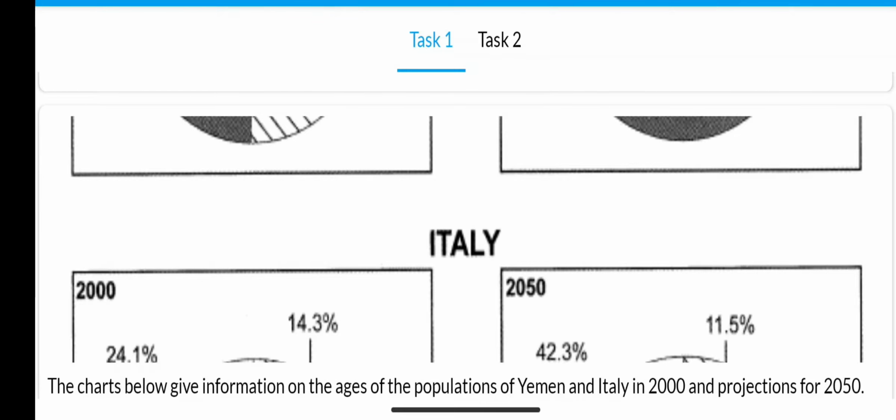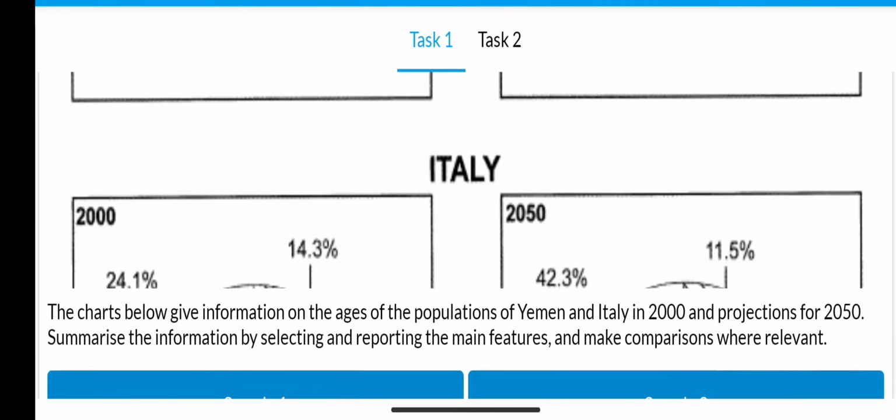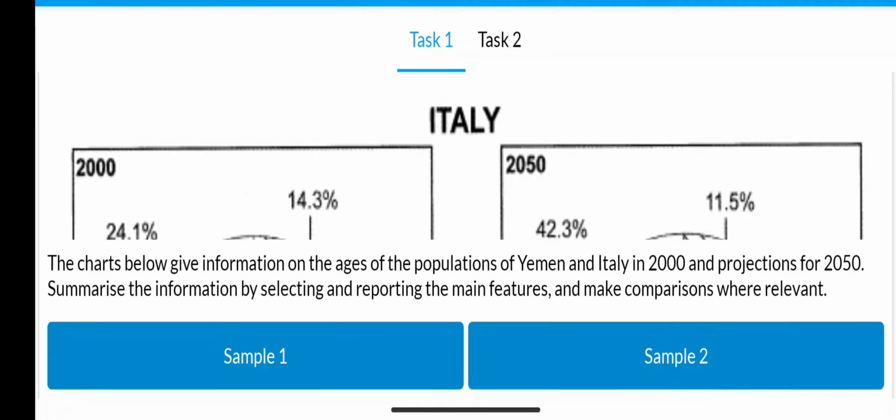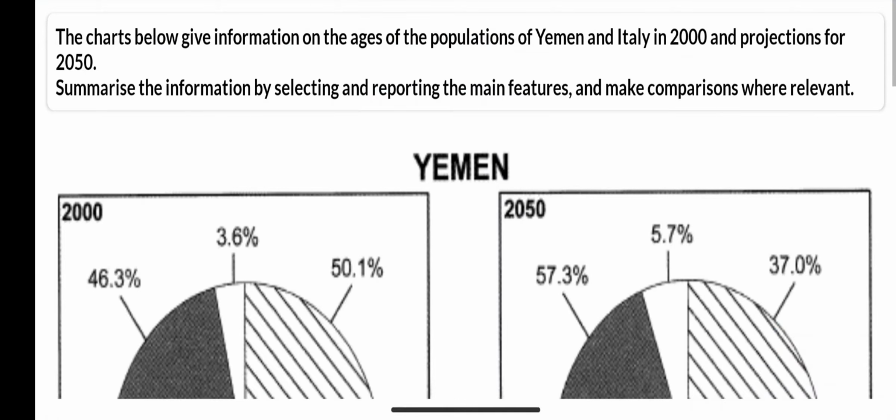We have our topic: the chart. The question is: the chart below gives information on the ages of the populations of Yemen and Italy in 2000 and projections for 2050. Summarize the information by selecting and reporting the main features and make comparisons where relevant. So let's dive into our sample answer number 1.